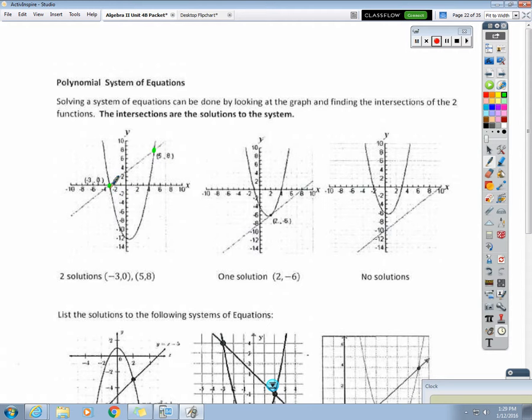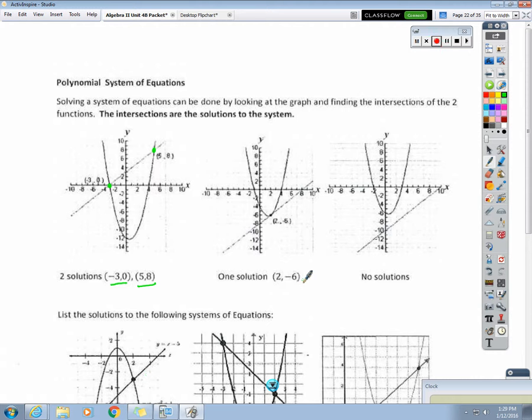This intersection, to get to it, you have to go left 3, and then you don't move up or down. So its solution is negative 3, 0. This intersection, you have to go right 5, up 8. So the solution is 5, 8.